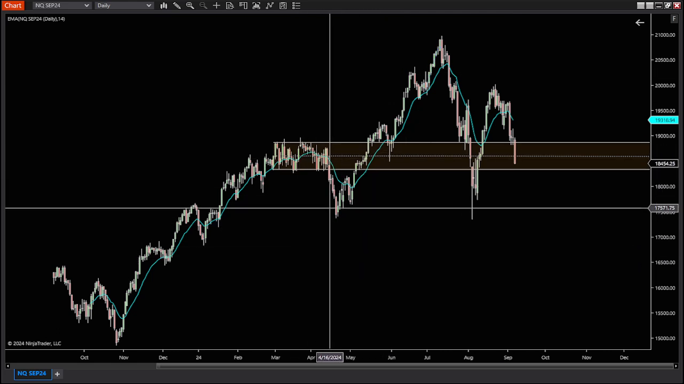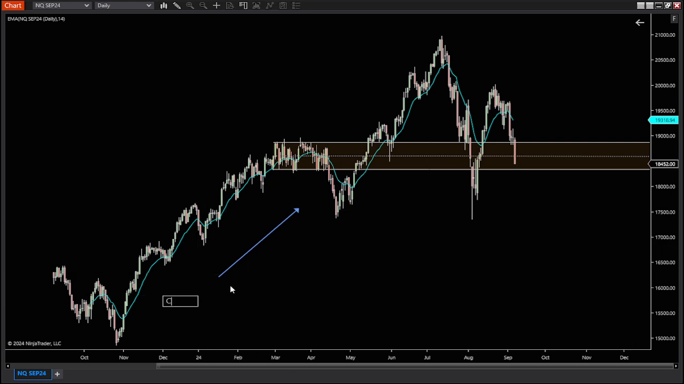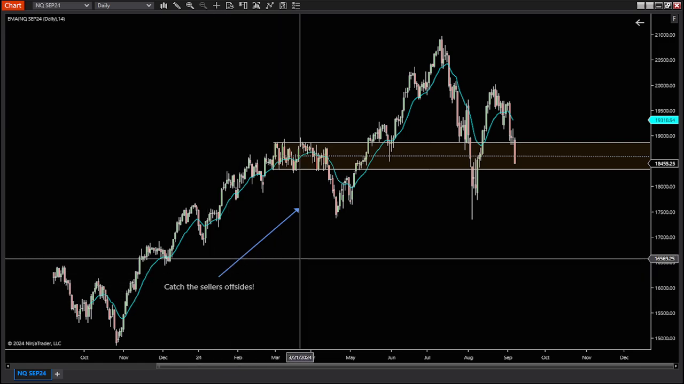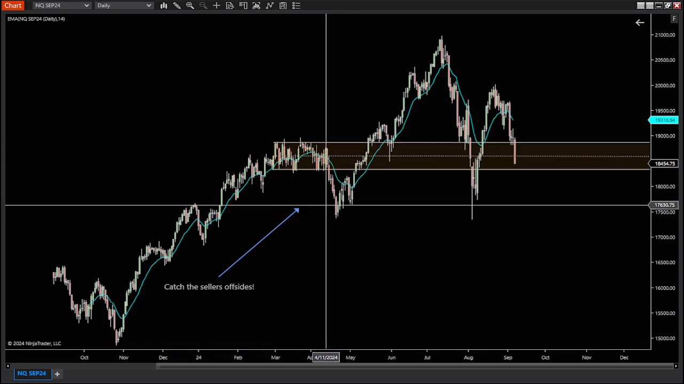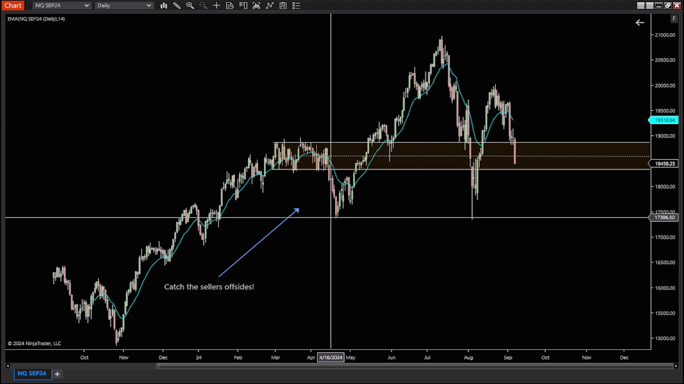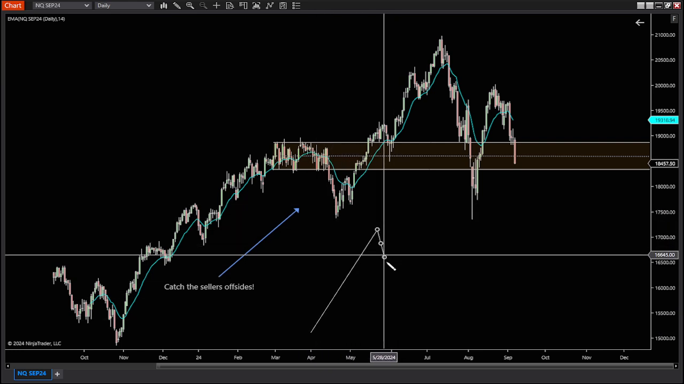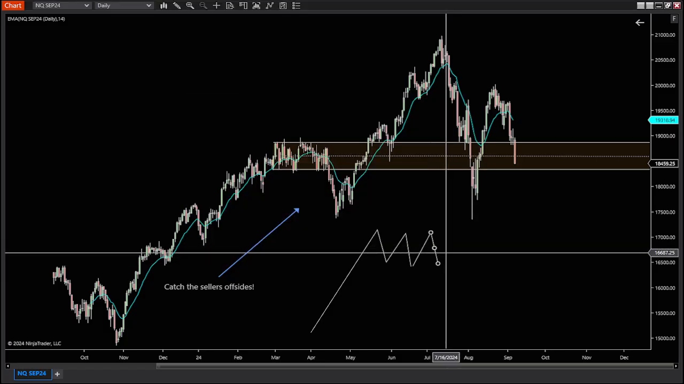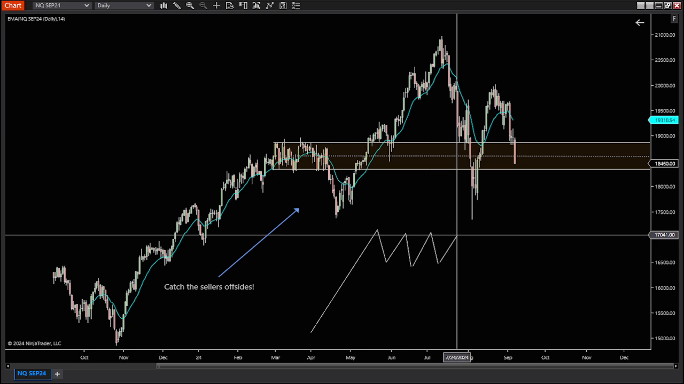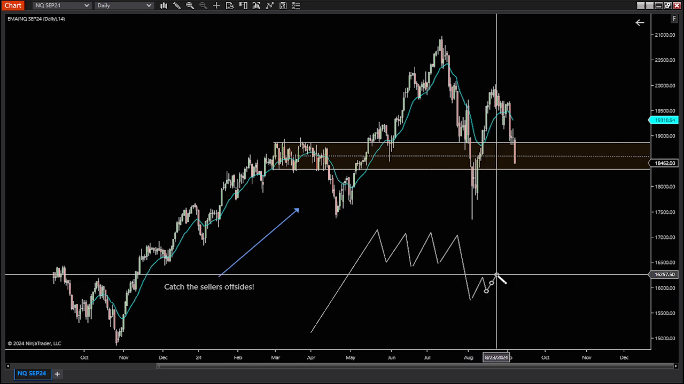So when we break below, we want to rope in the sellers. We want to catch the sellers offsides. That's what we're looking for. We're looking to catch these sellers offsides because we have a strong bullish move, consolidation, and we want to catch these sellers offsides. So specifically what I look for when we have a bullish move higher into consolidation, I look for price to break below the range, and then I look for sellers to try a few times.